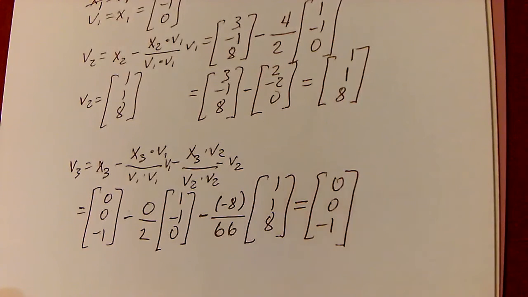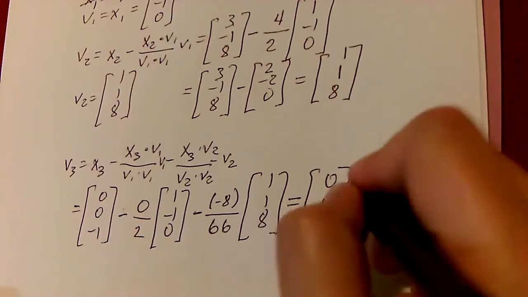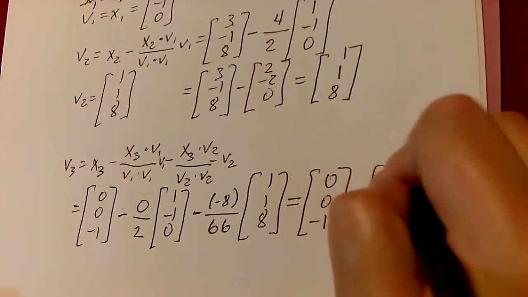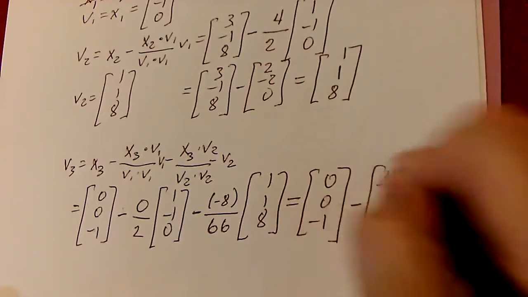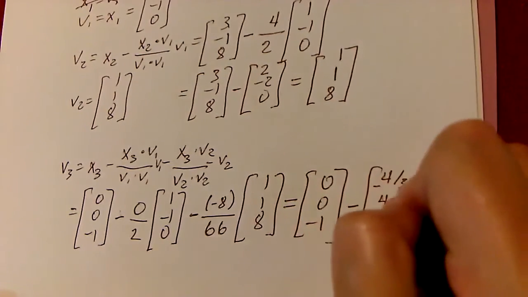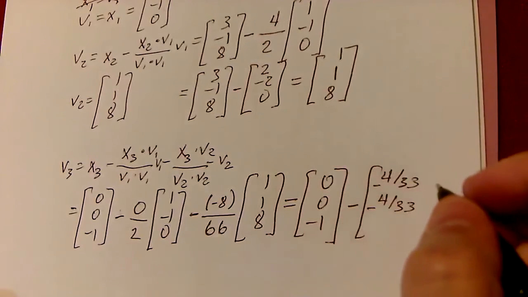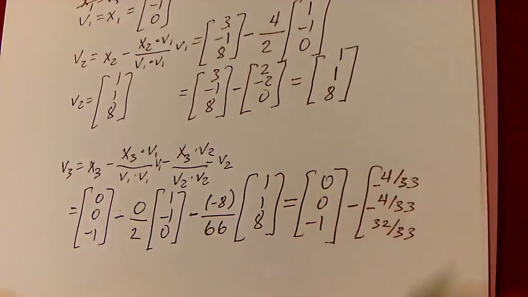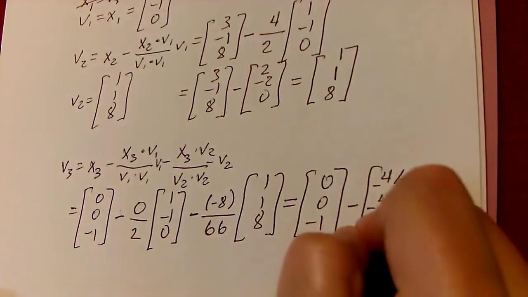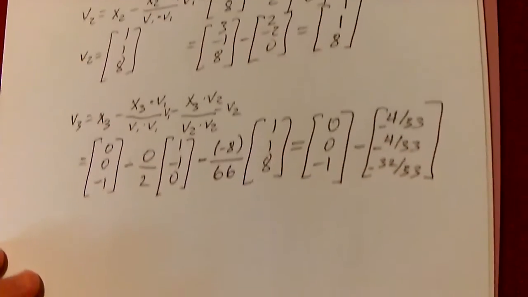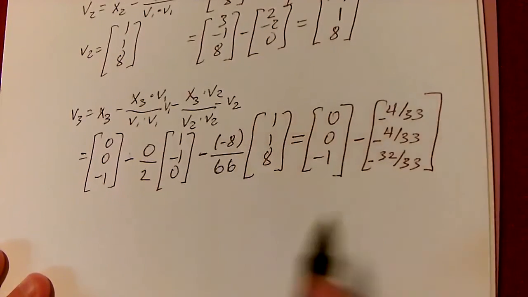Okay, 8 over 66 is 4 over 33. Okay, so I'm going to have minus 4 over 33, but notice it is negative. 4 over 33, but again, it is negative. And then 4 times 8 is going to be 32 over 33. And again, it is negative. So all of those are negative numbers, okay, because of the -8 here.